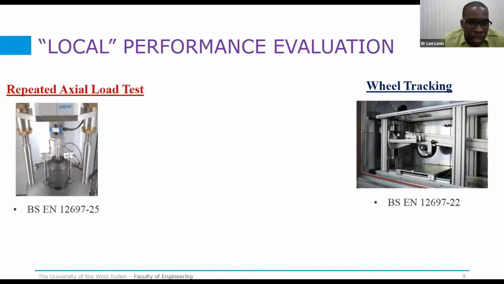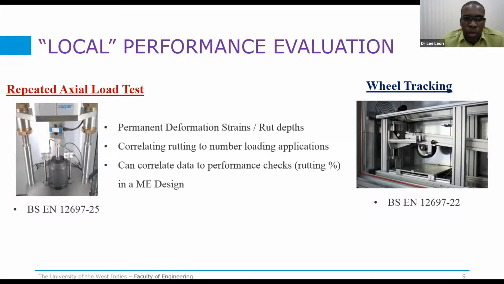So we have the wheel track test or the repeated load test. Now, either of these tests can be used. However, in my view it is easier to use the cylindrical test, which is the repeated axial load test, because it's easier to core the sample than having the wheel track, where you need a slab sample. If you have to get a field sample, you actually have to cut a slab, which is more difficult as compared to just coring out a cylindrical sample.